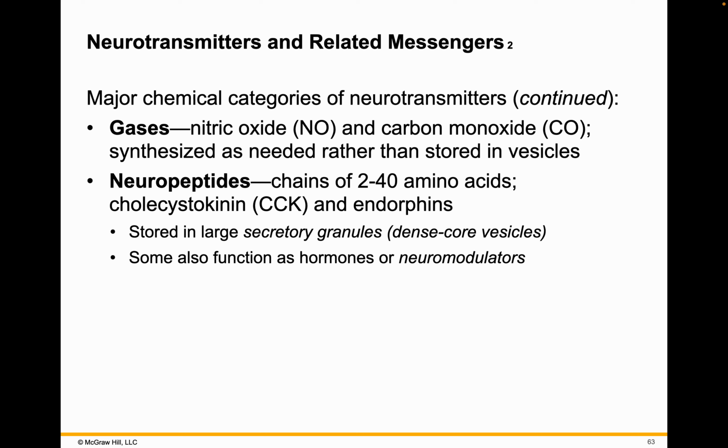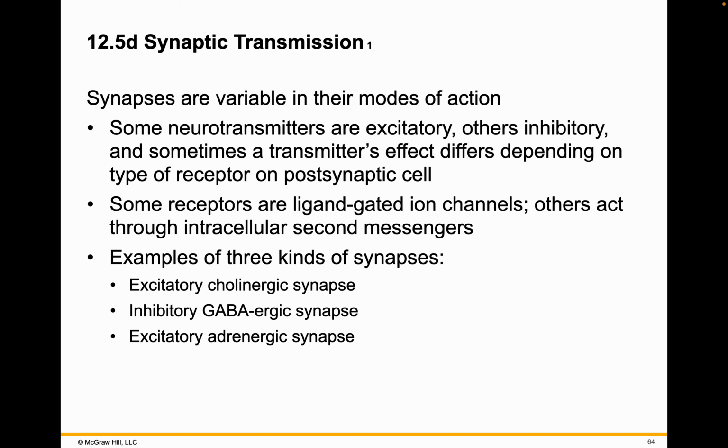There are gases such as nitric oxide and carbon monoxide, synthesized as needed instead of being stored. Neuropeptides are 2 to 40 amino acids, CCK or cholecystokinin and endorphins are these type. They are stored in large secretory granules, and they also function as hormones or neuromodulators.